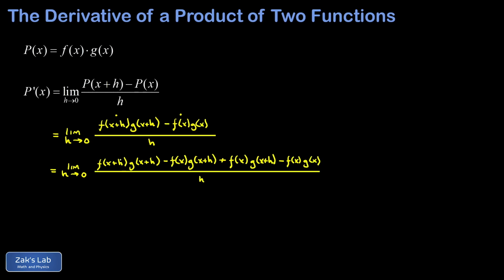So now when I look at my first two terms, I see that I can factor a g of x plus h out of that, and I'll be left with the difference f of x plus h minus f of x. This is a good thing because we're going to relate that to the derivative of f.